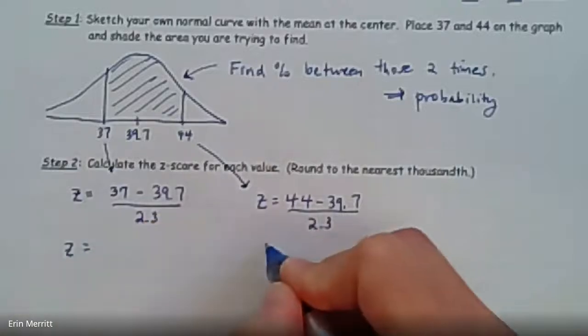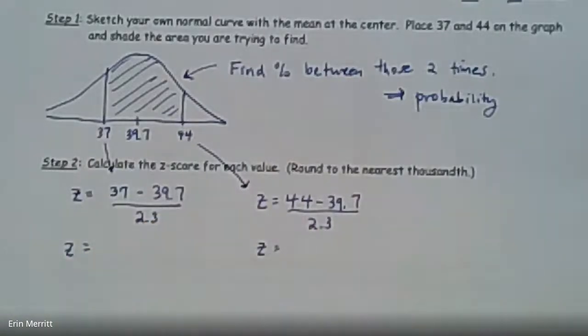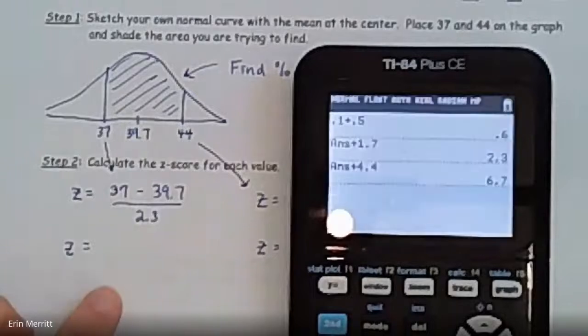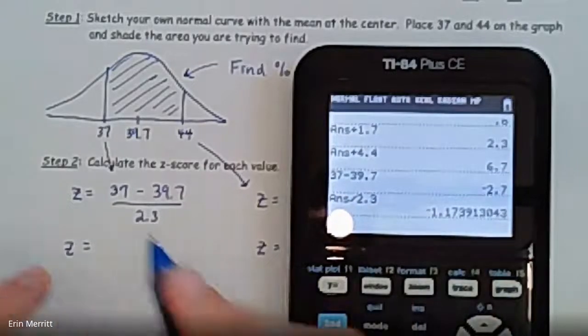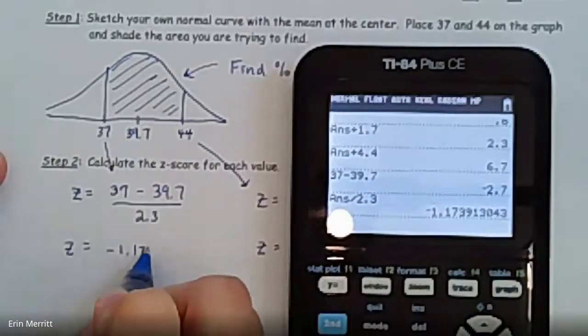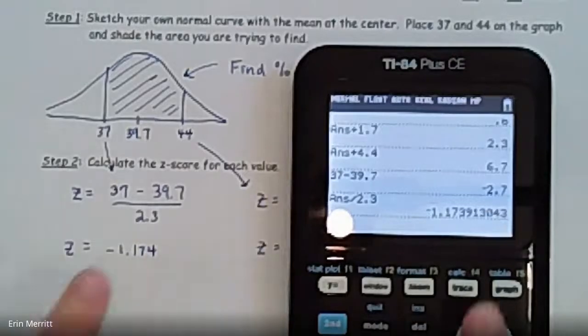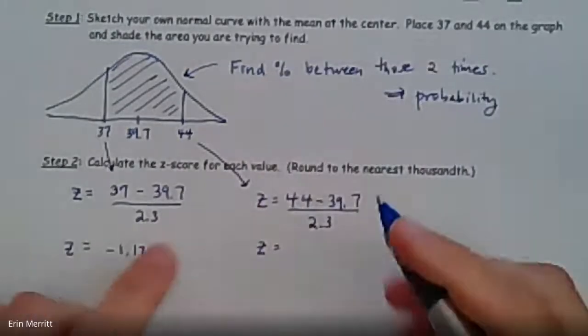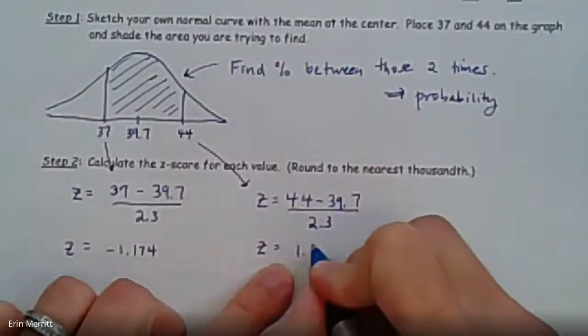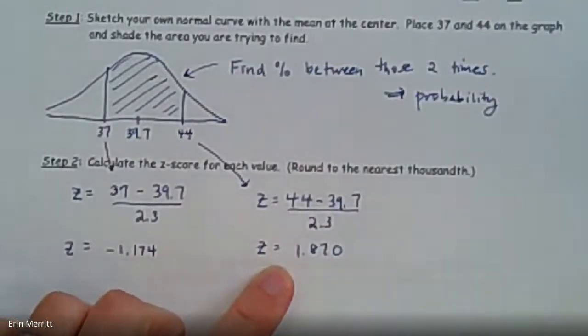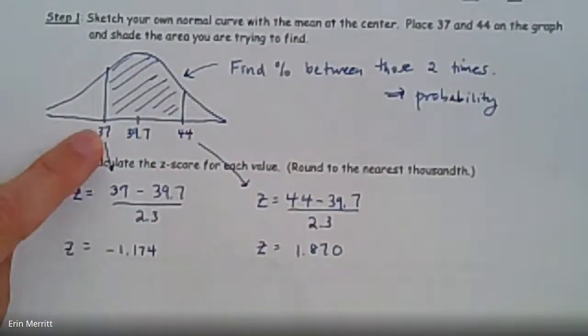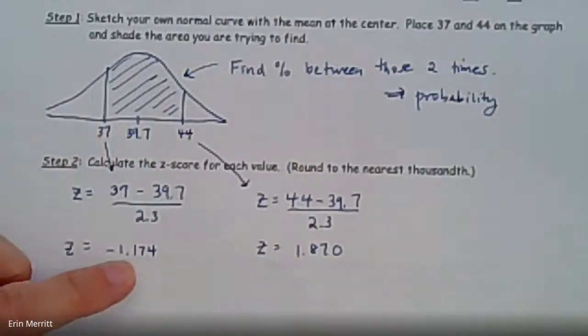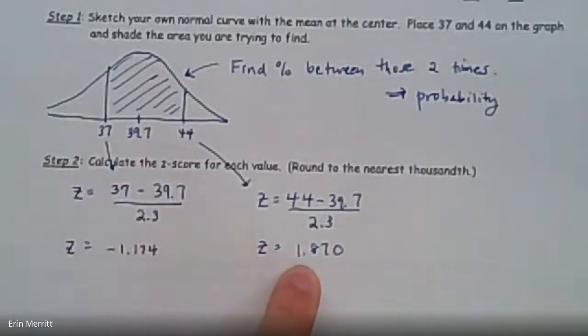So it's just going to tell us how far above and below those values are from the mean. So if we do 37 minus 39.7, divide by 2.3, the first one comes out to be negative 1.174 if we round to the nearest thousandth. And then the second one, if you calculate it, comes out to be 1.870. So what that actually means is that that lower swim time is just over 1 standard deviation below the mean. The upper one is like 1.8, 1.9 standard deviations above the mean.